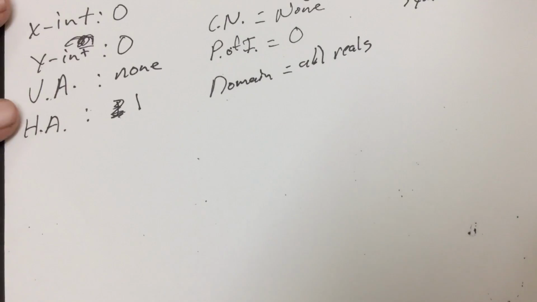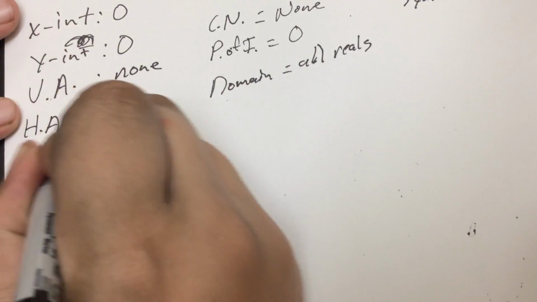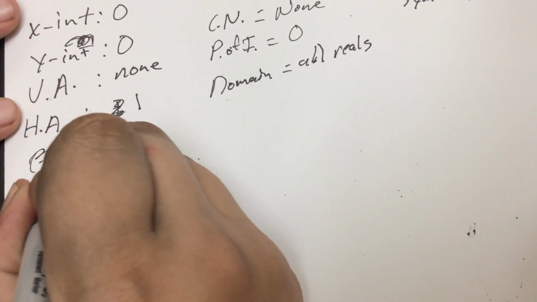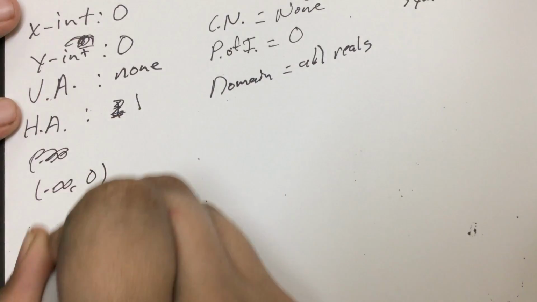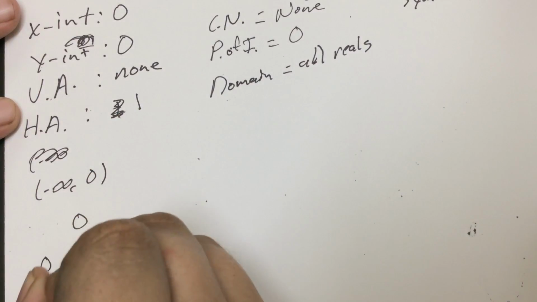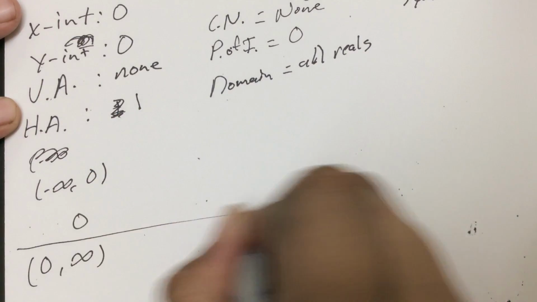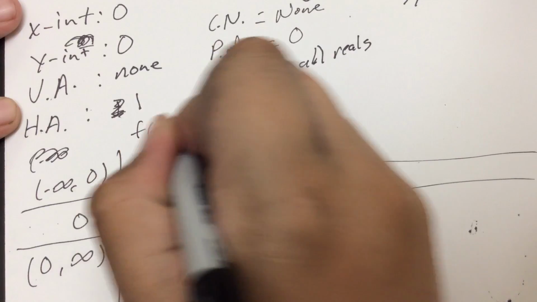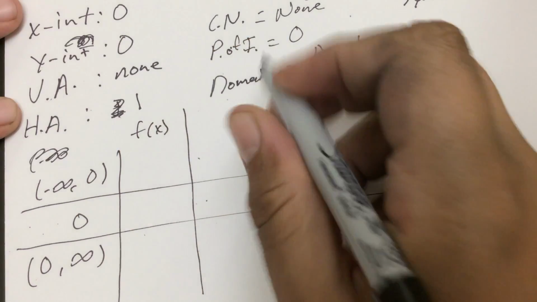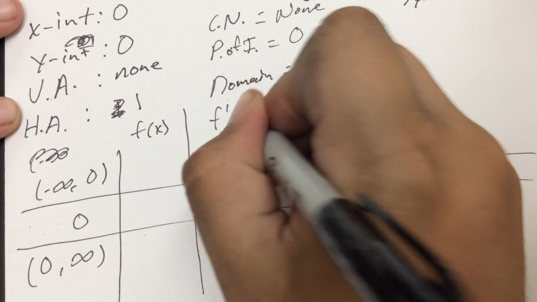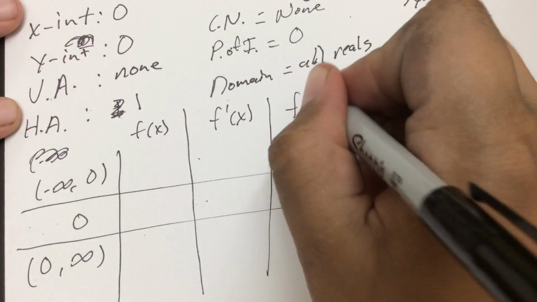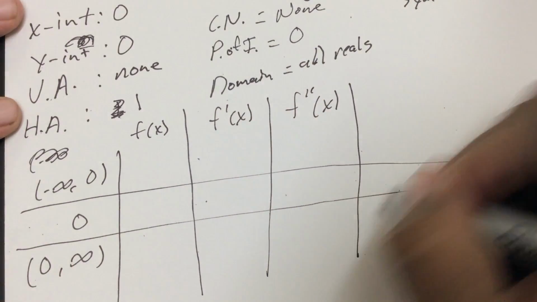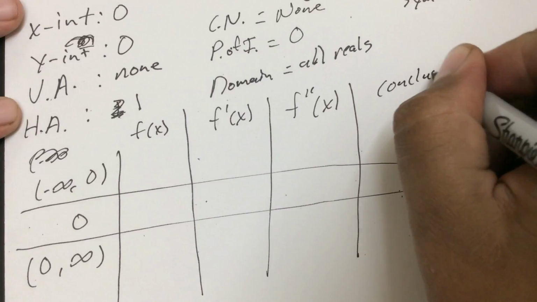So when we split this up, we're going to go from negative infinity. I have room here. So negative infinity to 0, 0, and 0 to infinity. So f of x, f prime of x, f double prime of x. Conclusion.